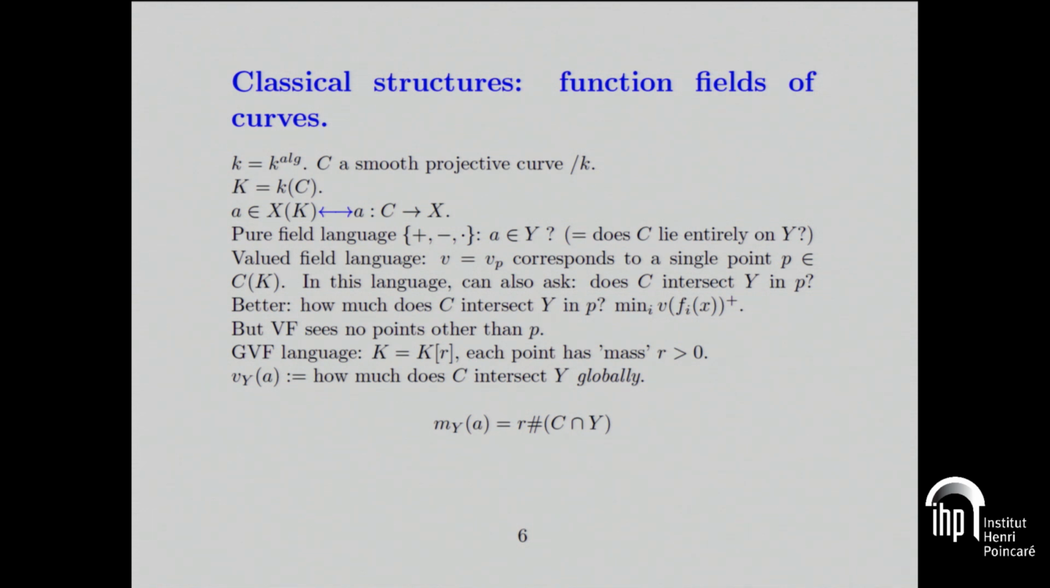But suppose you want to know about really global properties, not about one point, but the general question of whether it intersects or how much it intersects at all. What is the intersection number? So this is what the GVF language can tell you, namely, there's an additional data that you have to give. You have to give a real number, a positive real number, which is the mass of any given point on the curve. And then a typical GVF formula will tell you how many points are in the intersection of C with Y. Okay, so this is the kind of thing we're trying to capture.